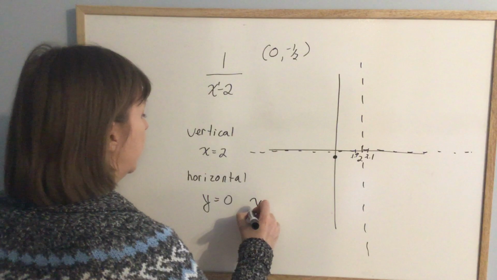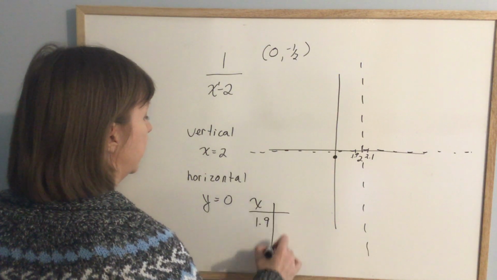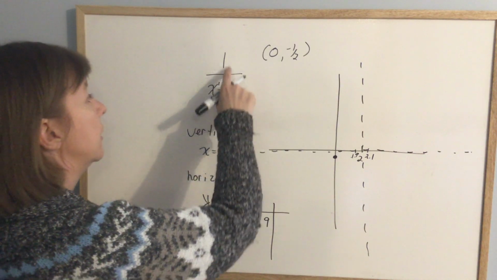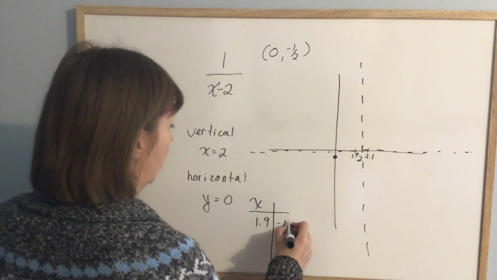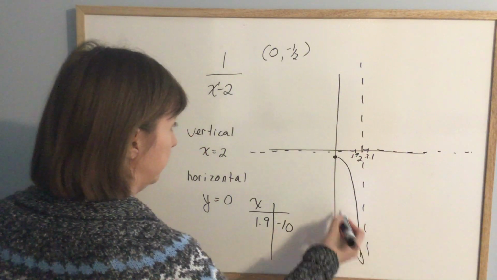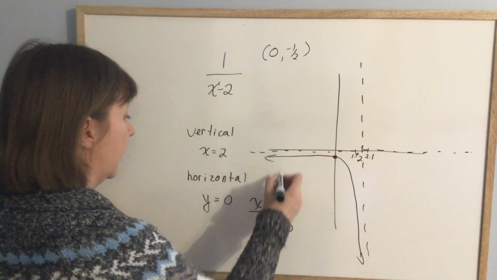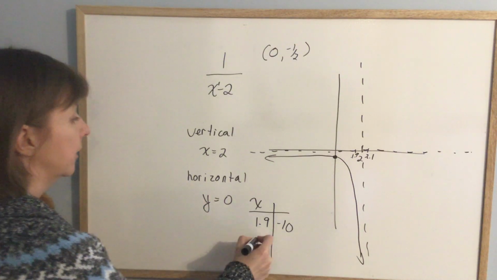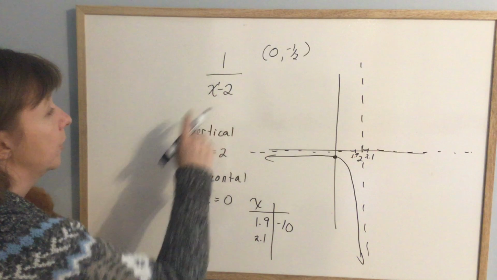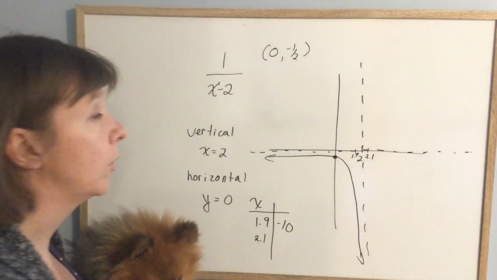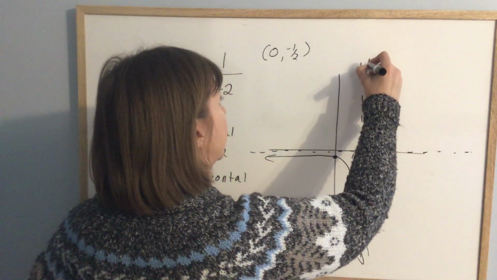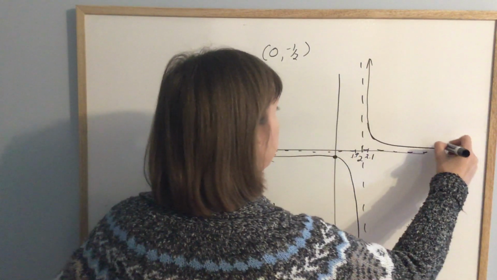If my x is 1.9, 1.9 take away 2 is negative 0.1. 1 divided by negative 0.1 is negative 10. So it's doing this, right? And then if I do something on the other side, like 2.1, 2.1 minus 2 is 0.1. 1 divided by 0.1 is positive 10. So it's headed up this way.